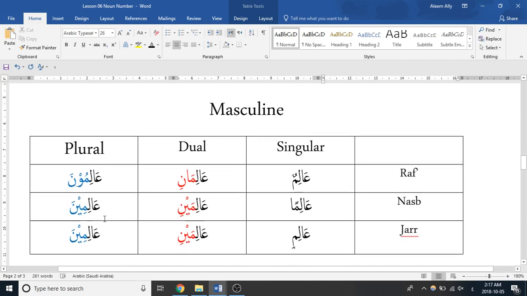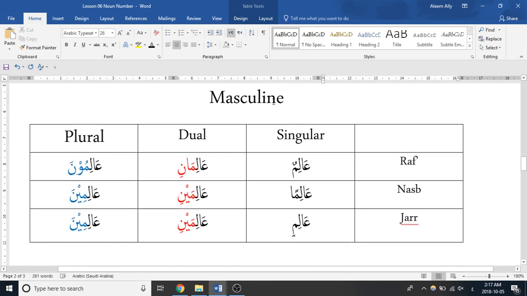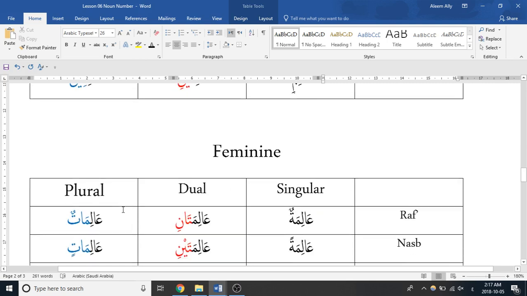So now we're just going to go through the chart here. For masculine nouns, when we take them through the singular, dual, and plural, this is how they're going to look. So in rafa, it's alimun, alimani, alimuna. Then nasb, it's aliman, alimaini, alimina. And then jar is the same thing, except in singular. Alimin, alimaini, alimina. Right? So then let's do feminine.